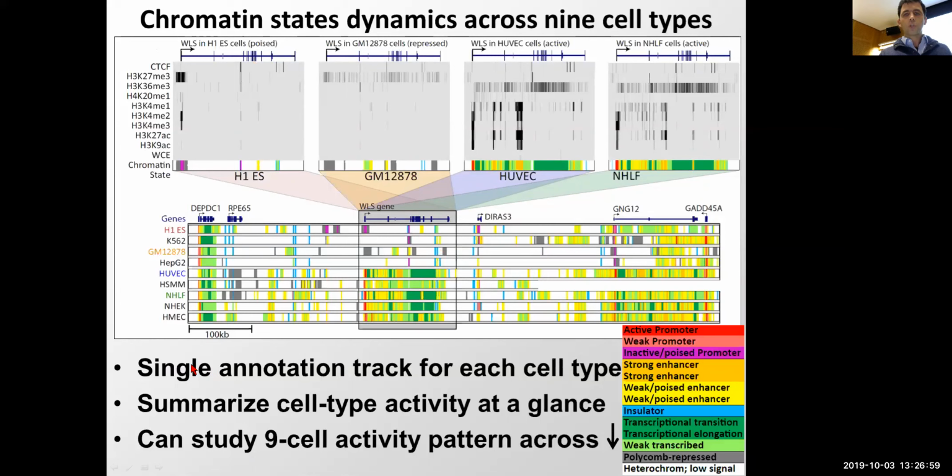Awesome. So basically, we're learning a single annotation track for every cell type. We're summarizing the cell type activity at a glance, and we can study activity patterns across the cell types. And that's where it becomes super interesting. We can now start building vectors of activity, and we can start correlating these vectors across cell types. So we can start learning that this is off, off, off, off, on, and this is also off, off, off, off, on, on. And therefore, if they're correlated, that might mean that this enhancer here is somehow controlling these genes there.